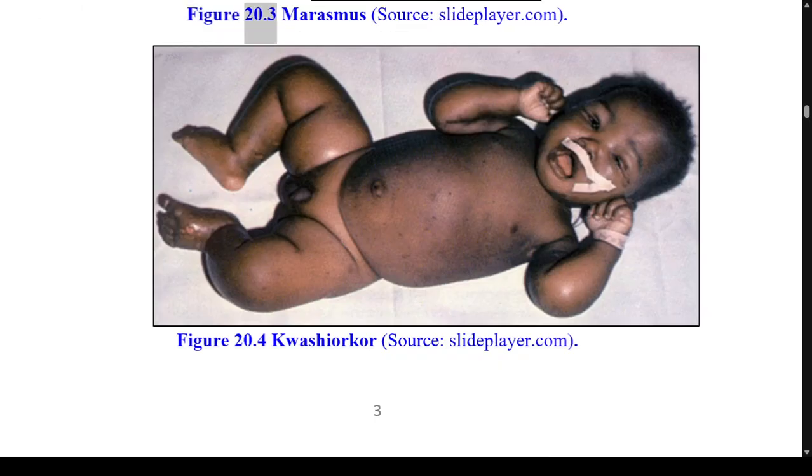Figure 20.3 marasmus, source, slideplayer.com. Figure 20.4 kwashiorkor, source, slideplayer.com.